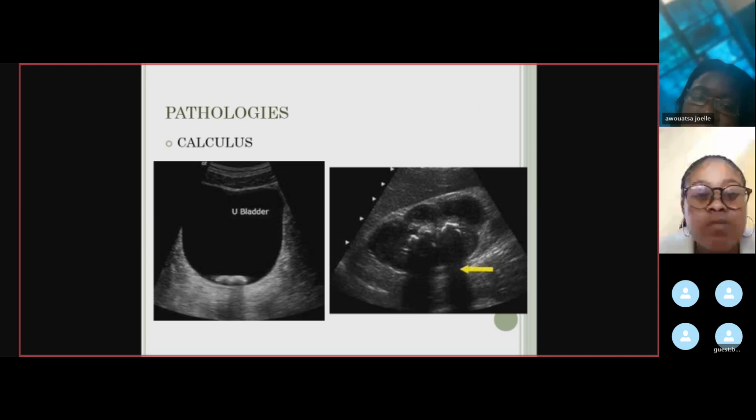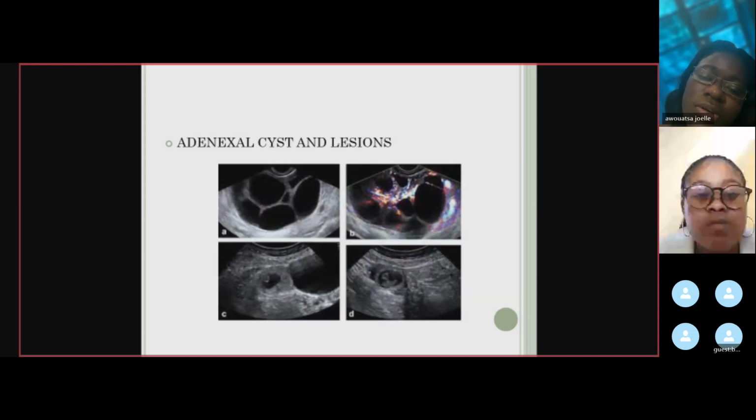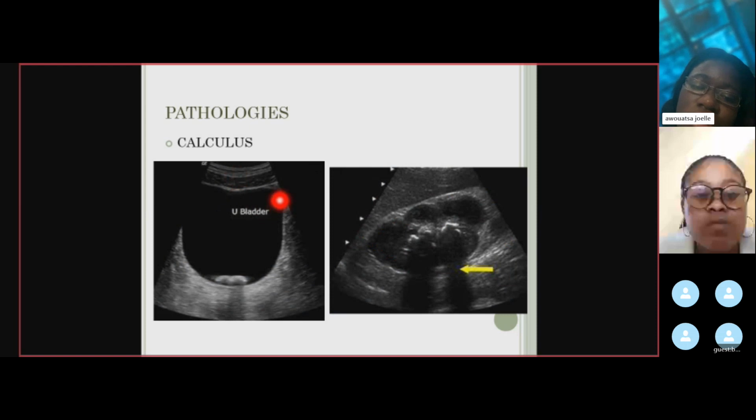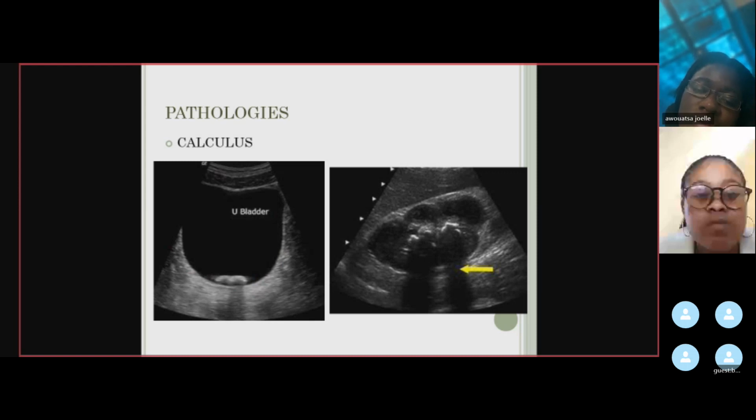Coming to the pathologies, I have collected some of the pathologies. Here, this is the image of the bladder. How will you identify a bladder? It has fluid filled in it. It's urine filled, and it will have a nice, well-defined circumference. So there is a calculus inside it. Calculus means stones.